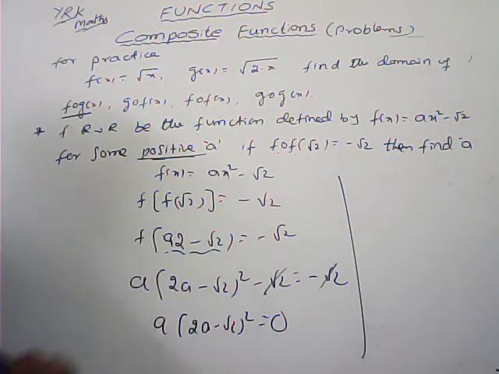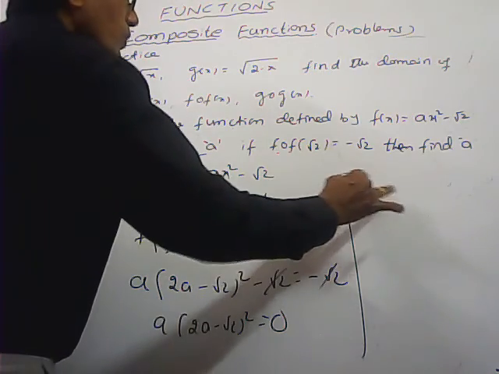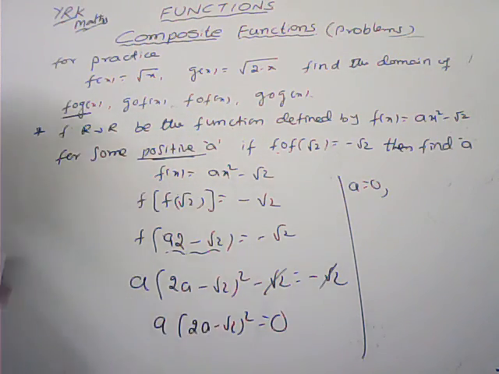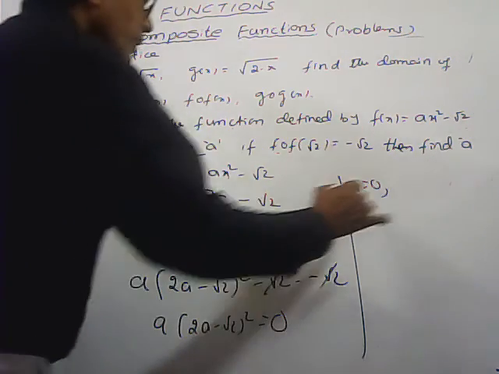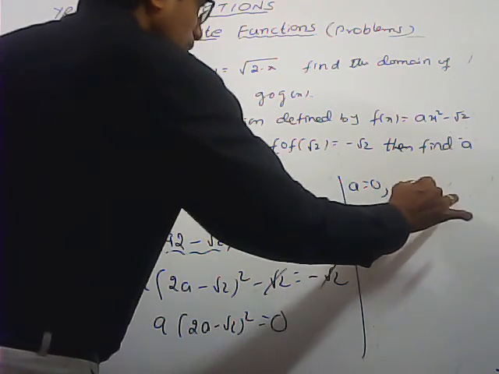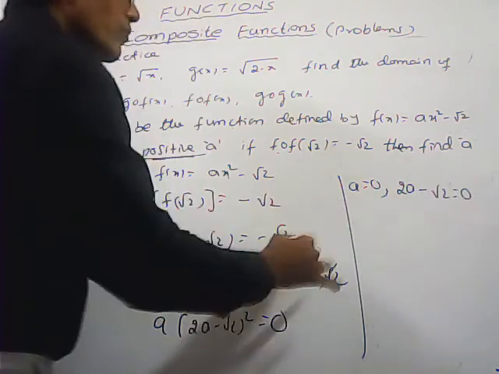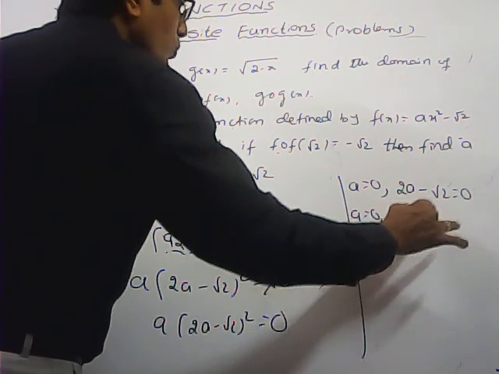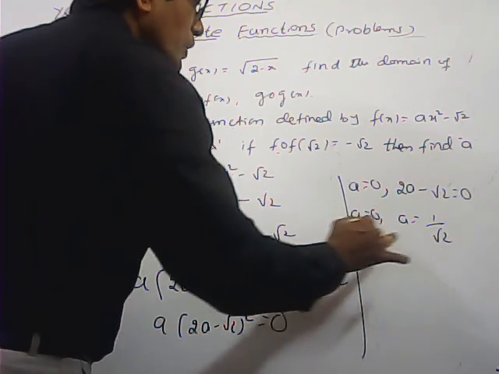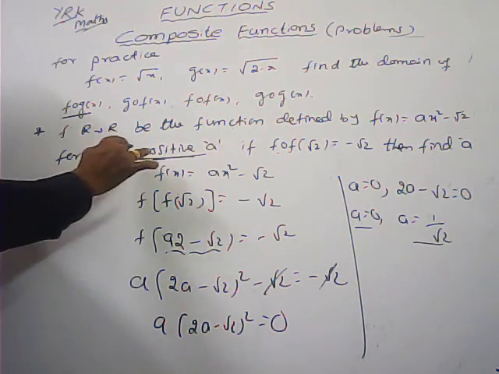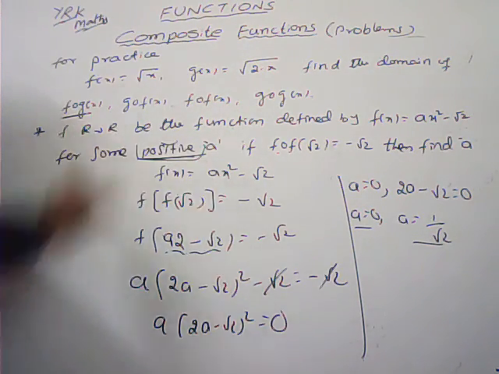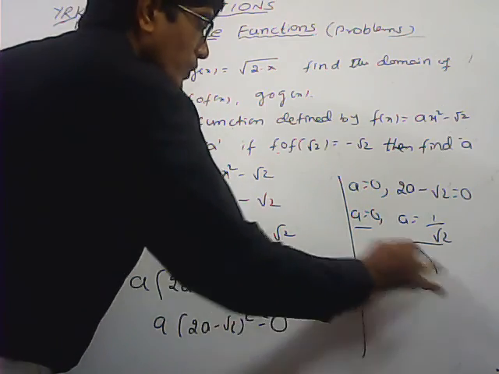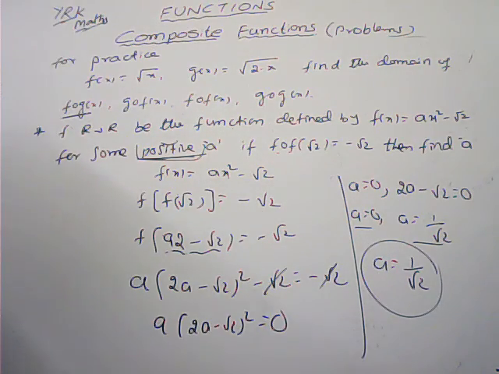Here two possibilities are there, either a is equal to 0 or this one should be equal to 0. This is the perfect square, that is equal to 0, possible only when 2a minus root 2 is equal to 0. Here a is equal to 0, and one more we got, a is equal to root 2 by 2, that is 1 by root 2 only. Here two values we got, but here what they mentioned, some positive a. In this, what is the positive value of a? a is equal to 1 by root 2. This is the answer. Okay, thank you.